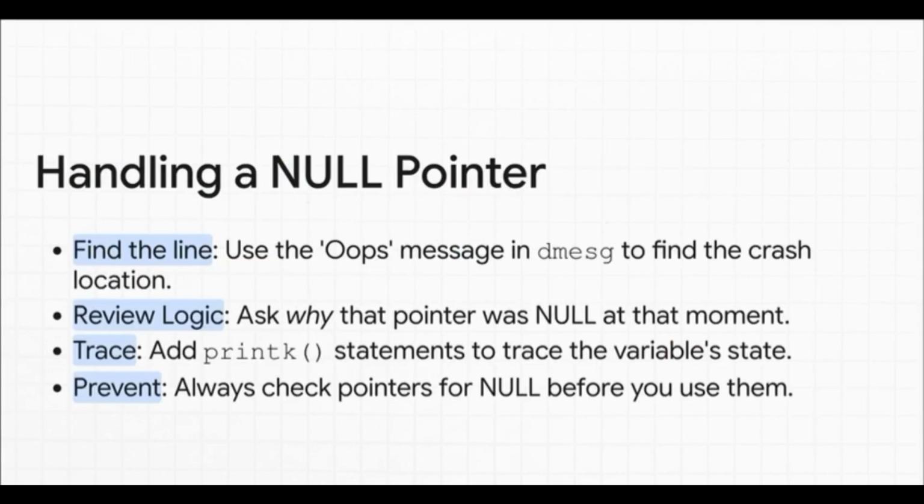The key here is not to panic. You gotta be methodical. The dmesg output, which is often called an oops message, will give you a stack trace that points to the exact line of code that failed. Your job is to be a detective. Trace backwards from there, use printk to see what your variables looked like leading up to the crash, and figure out why that pointer was null in the first place.